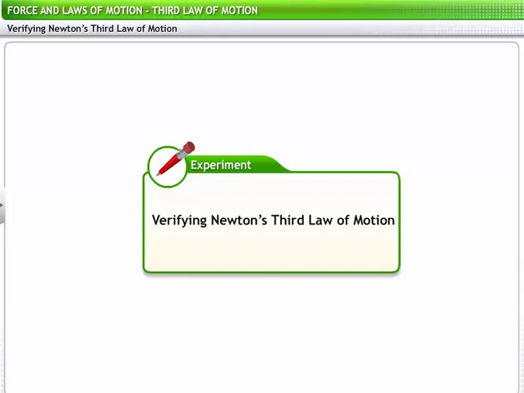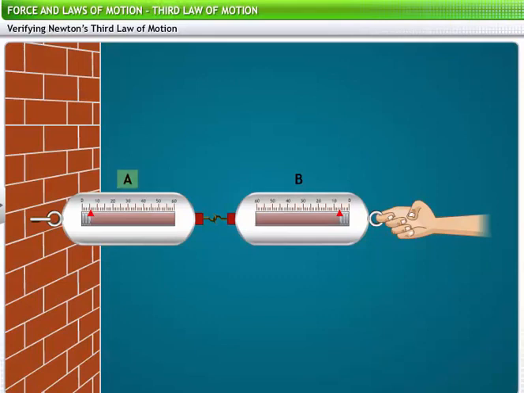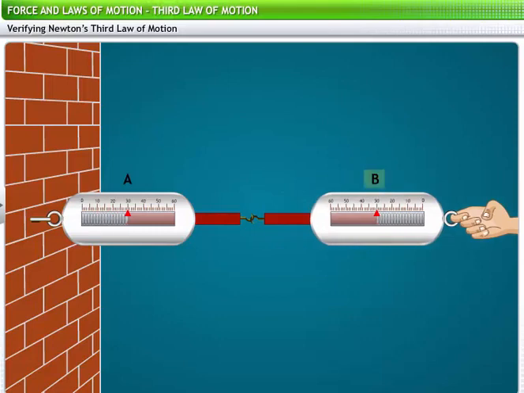Let's verify this law using two spring balances, A and B. Spring balance A is fixed to a wall with the other end hooked to spring balance B, as shown. When a force is applied on spring balance B, it also stretches spring balance A. Observe the readings on both A and B. Both springs show equal expansion, indicating equal magnitude of force on the springs. The direction of expansion of spring in A is opposite to that in B.